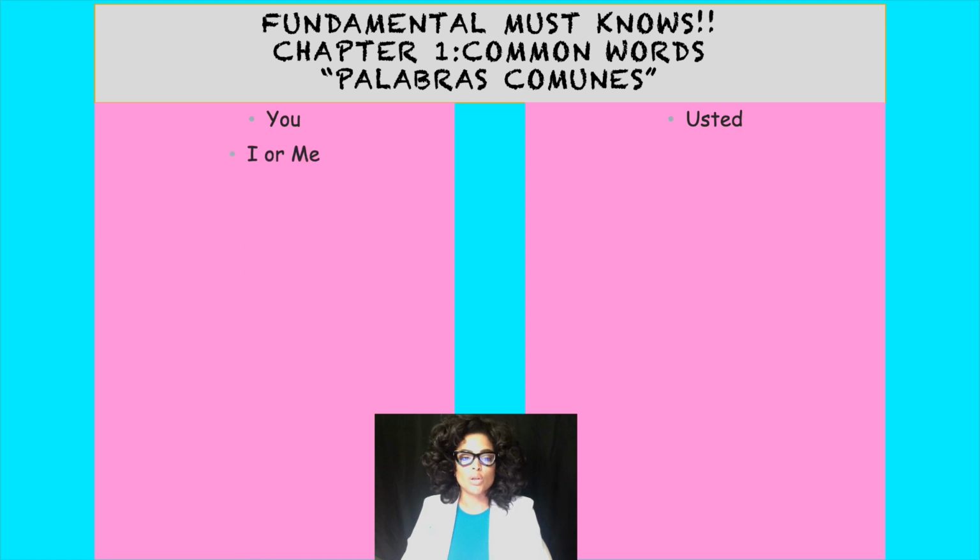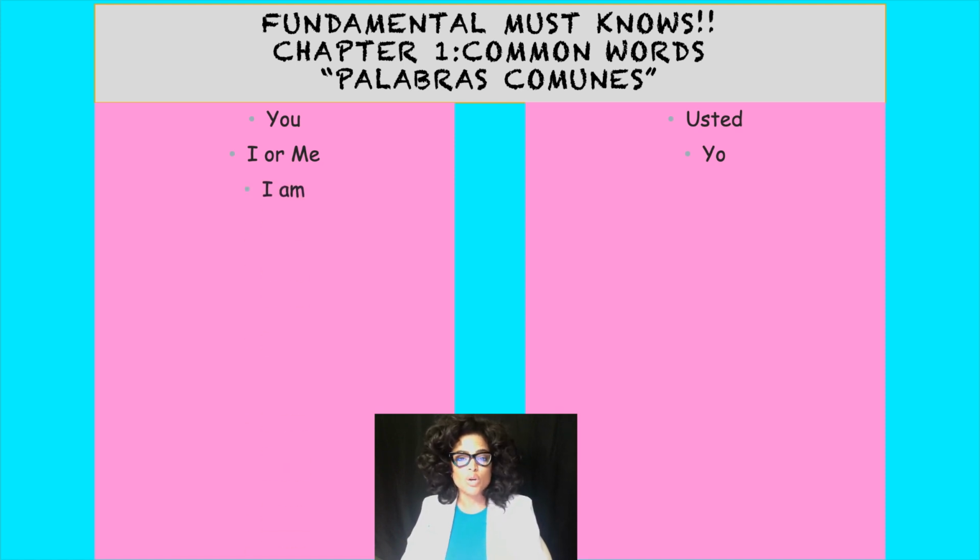The next word we're going to learn is the words I or me. They are the same thing in Spanish. You say yo. So for example, if I want to say, I am going to take care of you today, I'm going to say, yo lo voy a cuidar hoy. Yo lo voy a atender hoy. Because yo is the same as I or me. So remember yo like yo-yo.